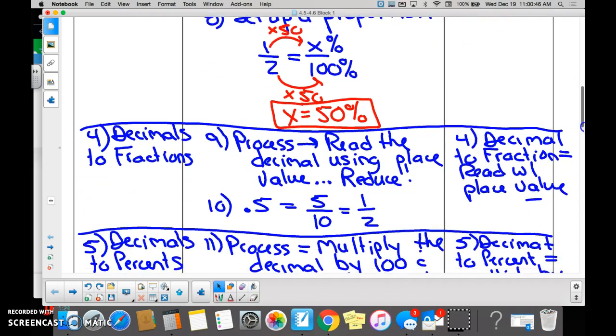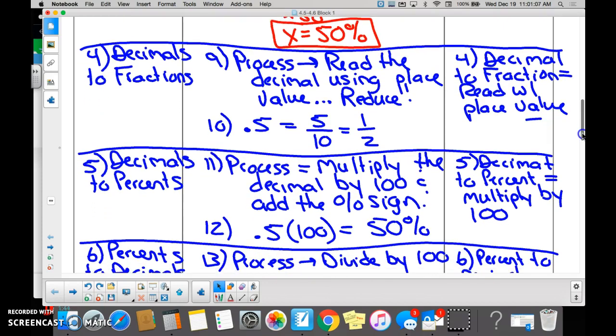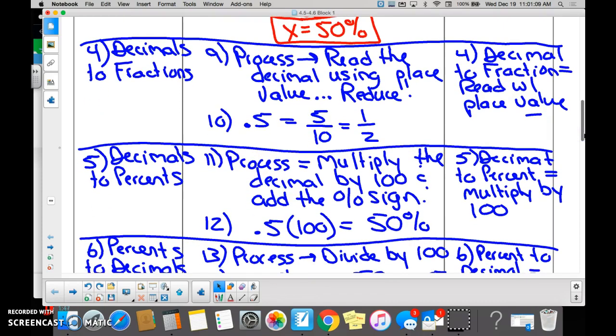Decimals to fractions. How do you go from a decimal to a fraction? We read the decimal using place value. Can everybody read number 10's decimal, please, on the count of 3? 1, 2, 3. 5/10. Therefore, that is your answer after you reduce 5/10, right? So why do I make you say decimals with place value? Because it helps you with your conversions.